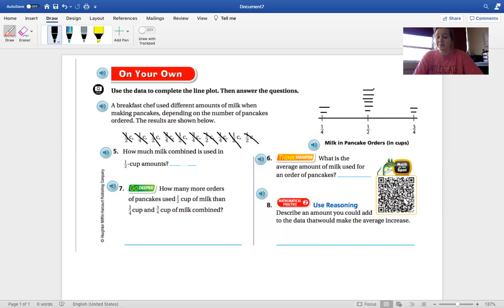And you by no means have to do dashes when you're making a line plot. You could do dots, X's, whatever you wanted. This was just the easiest way for me to see.